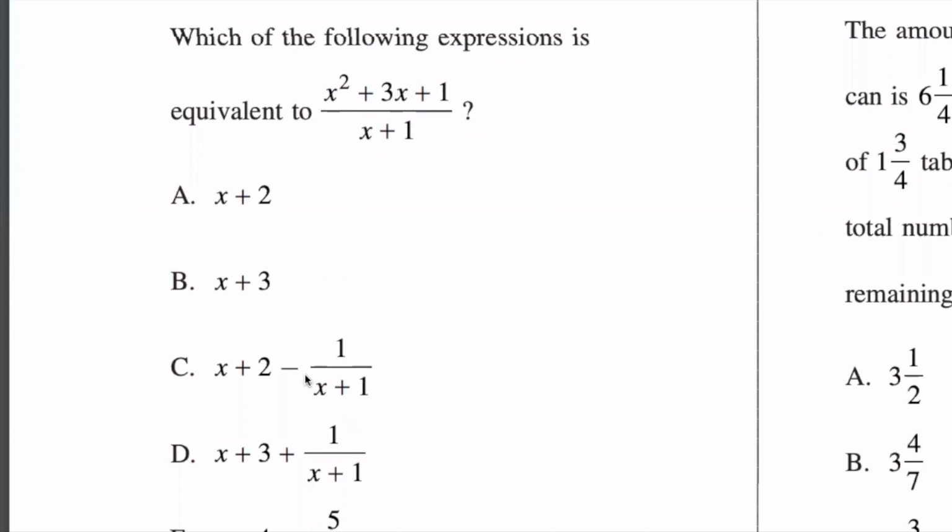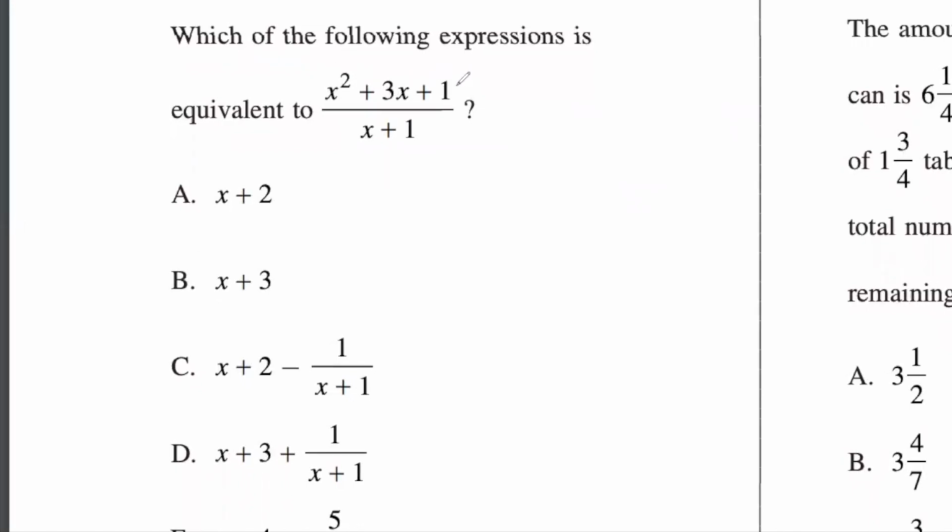Question 18. Which of the following expressions is equivalent to x squared plus 3x plus 1 over x plus 1? This question is hard because we can't factor this one. X squared plus 3x plus 1, we can't factor to get x plus 1 times something. 1 times 1 is 1. So if you want to factor 1, then it will be 1 and 1. So 1 times 1 is 1, but 1 plus 1 is 2.